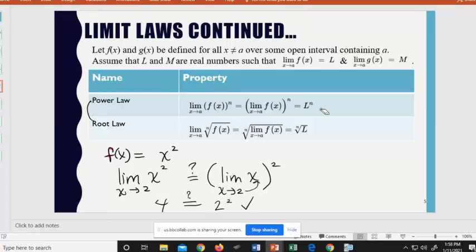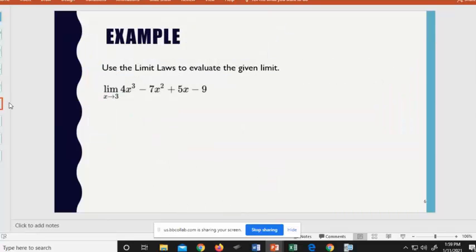Okay. Well, what we're going to do is use these limit laws to find a limit of a polynomial. We're going to do this in expanded form, which means many steps. And then we'll do it hopefully in a simpler version, and it'll be a lot nicer. Use the limit laws to evaluate this given limit: the limit of 4x cubed minus 7x squared plus 5x minus 9 as x approaches 3.